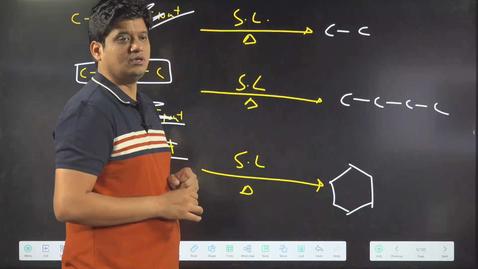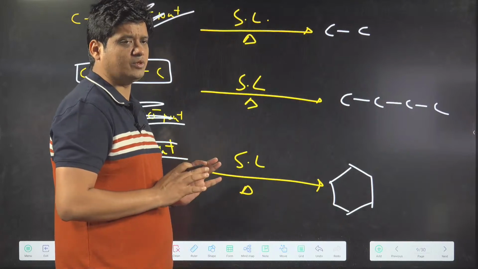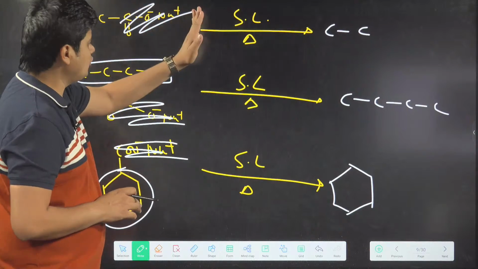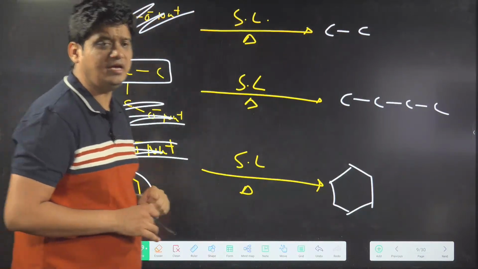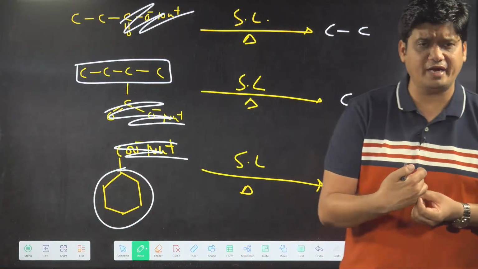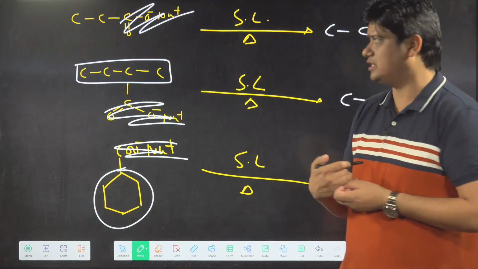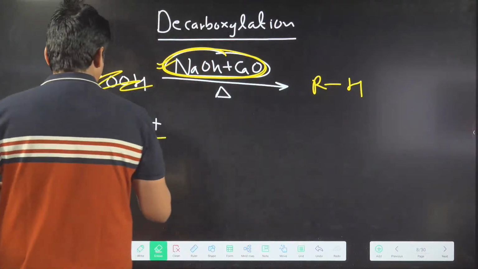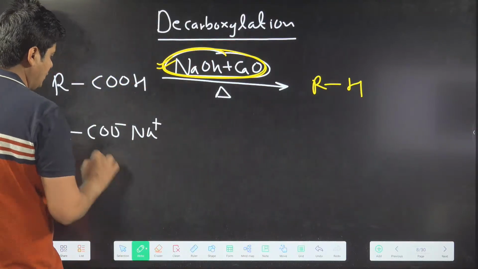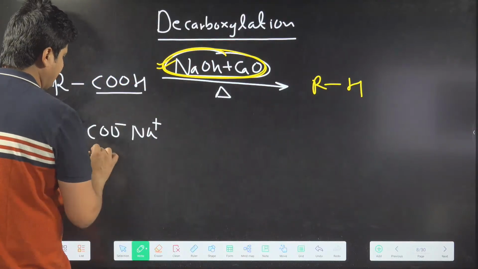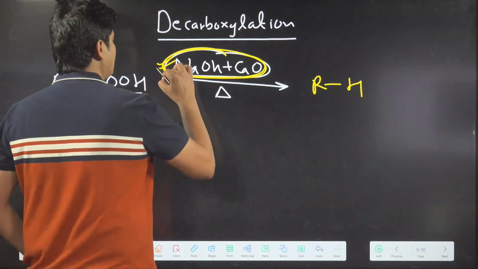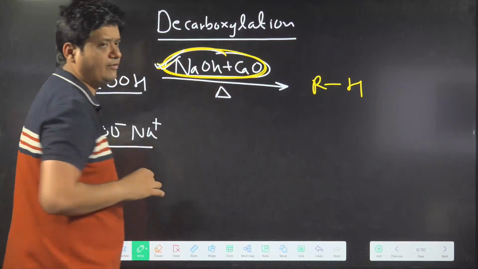Is it okay or not? So what is the trick for decarboxylation reaction? A COO minus Na plus group is there. Remove that group and satisfy the valency by hydrogen. What is the identification for decarboxylation reaction? They will give you carboxylic acid or the sodium salt of carboxylic acid. Reagent will be soda lime, NaOH CaO.